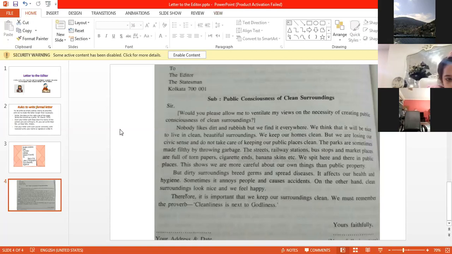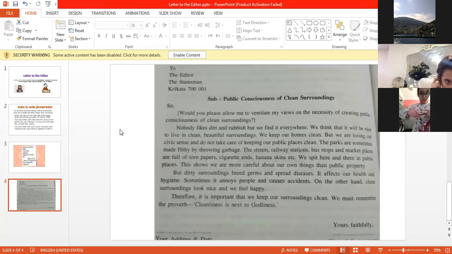Okay. Sir, would you please allow me to ventilate my views on the necessity of creating public consciousness of clean surroundings? Nobody likes dirt and rubbish, but we find it everywhere. We think that it will be nice to live in clean, beautiful surroundings. We keep our homes clean, but we are losing our civic sense and do not take care of keeping our public places clean. The parks are sometimes made filthy by throwing garbage.